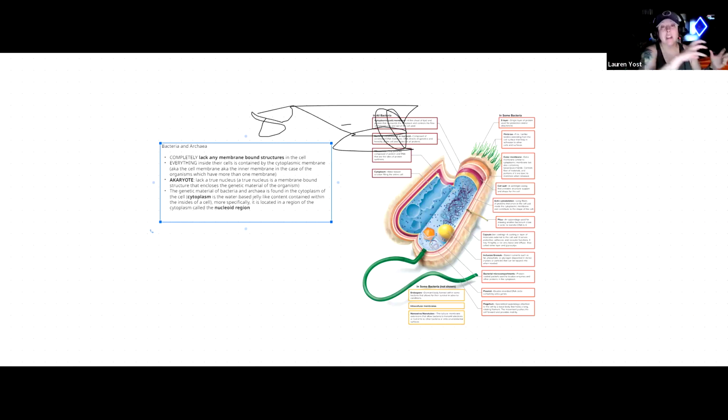So that's the definition of what bacteria and archaea are. They are prokaryotes because they lack a true nucleus, and any other membrane-bound structures like mitochondria or the endoplasmic reticulum or the Golgi apparatus or whatever. But just don't forget that the nucleus falls within that understanding of what a membrane-bound structure is. The nucleoid region where we find the genetic material of bacteria and archaea is not membrane-bound. Okay, so cool. So that's where we are in this.